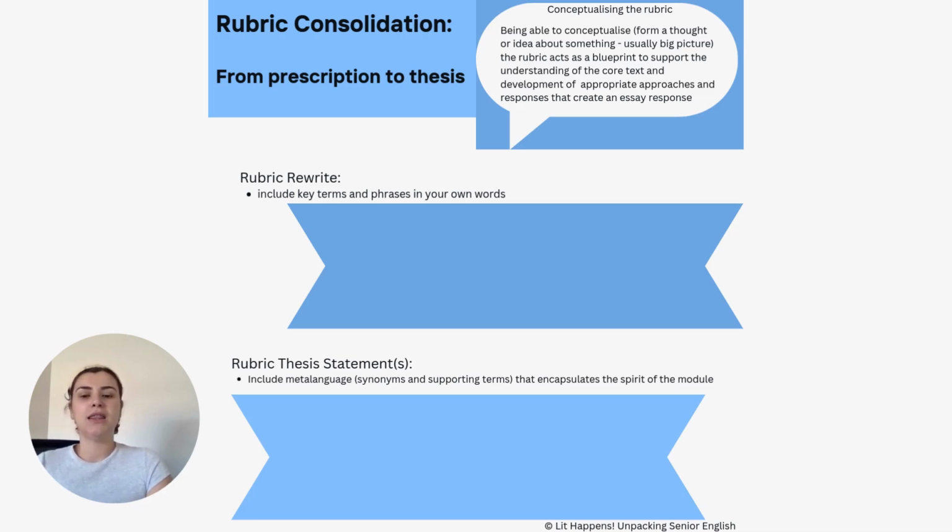Now, this is something that I like to have some thought of when I start teaching the module, just for some direction. But I also find it quite useful as a starting point with students if they do need that bit more guidance and direction, and they need some sort of thesis to help orientate them when they're analyzing the text, which you're going to get up to after this rubric phase.